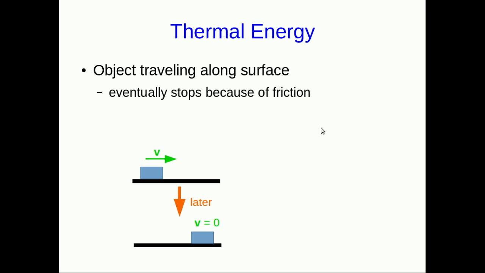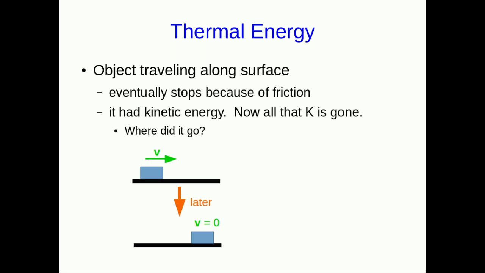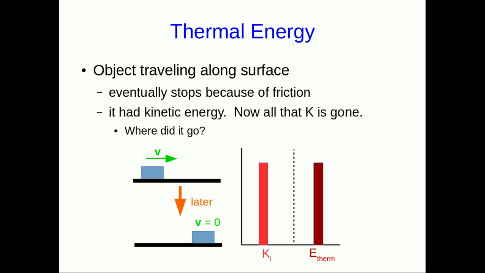We have one more kind of energy that we need to look at, and then next lecture we'll start putting them all together. So think of some object sliding along a surface. Friction will eventually bring it to rest. Well, that means it had some kinetic energy, but eventually all that kinetic energy is gone. So where did all that energy go? Because we believe energy is conserved. Well, the kinetic energy turned into what we call thermal energy.